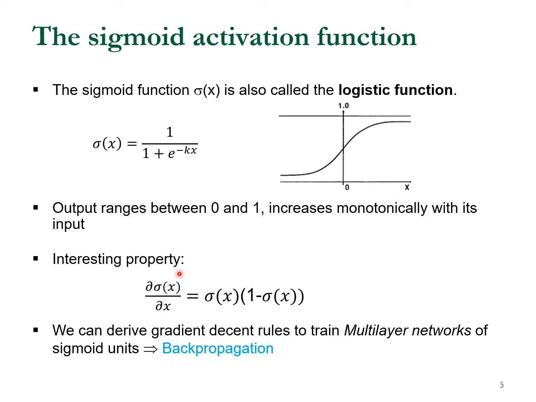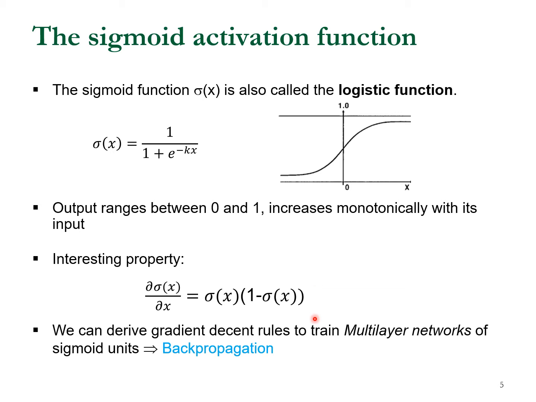So one interesting property of the sigmoid function is that its derivative is given as follows. It's very simple, very nice, very clean. The derivative of the sigmoid function is clean and simple, and this makes the computation of the gradient descent rule very simple, very easy.